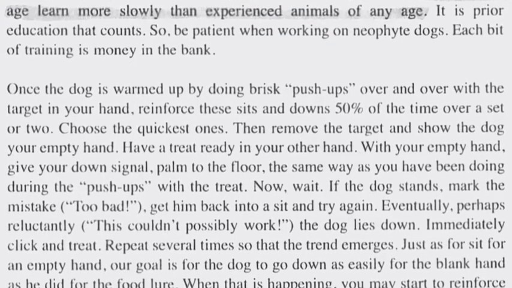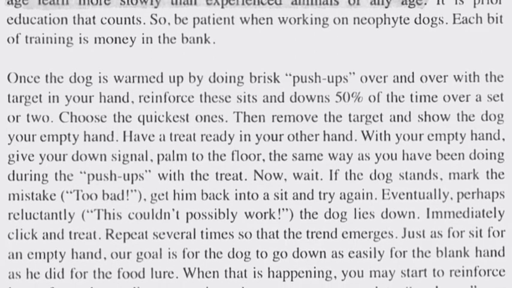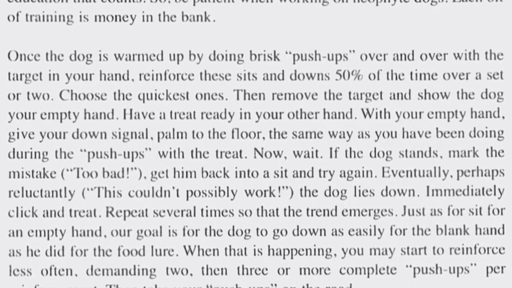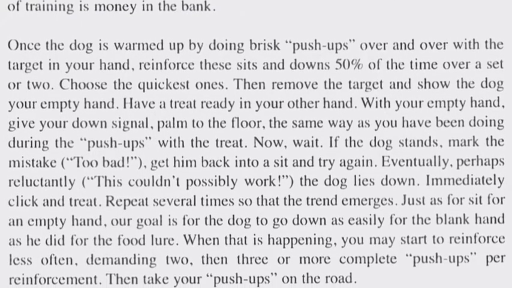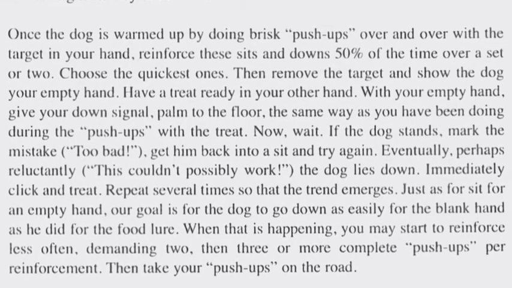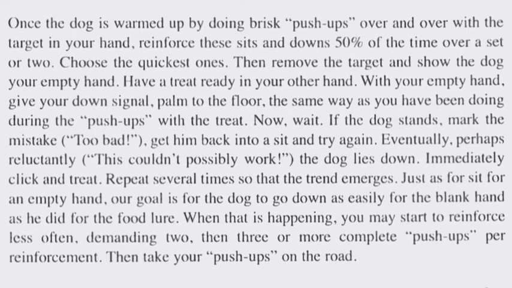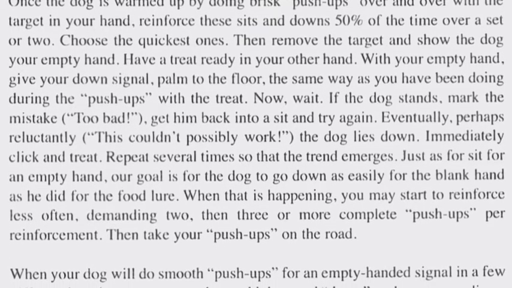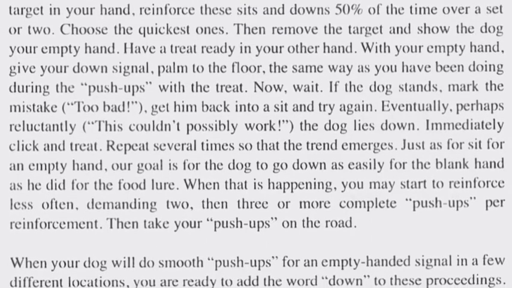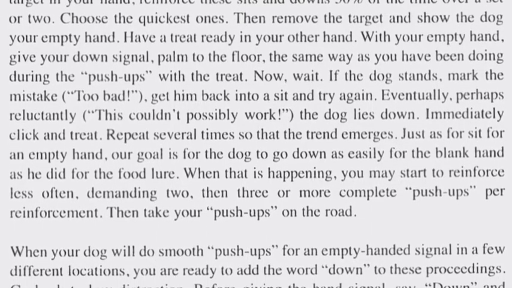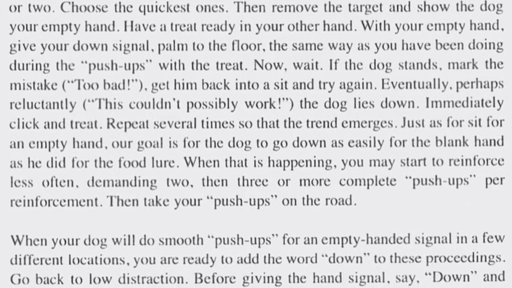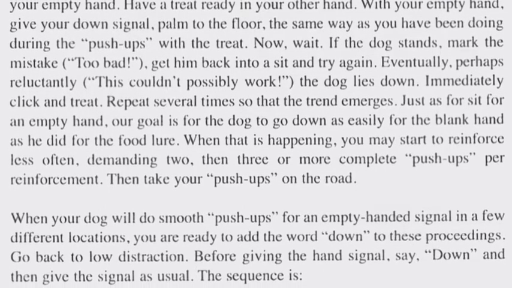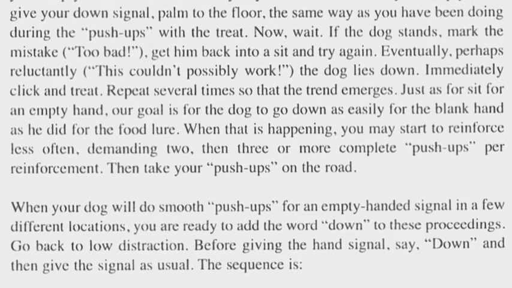Once the dog is warmed up by doing brisk push-ups over and over with the target in your hand, reinforce these sits and downs 50% of the time over a set or two. Choose the quickest ones. Then, remove the target and show the dog your empty hand. Have a treat ready in your other hand. With your empty hand, give your down signal, palm to the floor, the same way as you have been doing during the push-ups with the treat. Now, wait. If the dog stands, mark the mistake. Too bad. Get him back into a sit and try again. Eventually, perhaps reluctantly, if the dog lies down, immediately click and treat. Repeat several times so that the trend emerges.